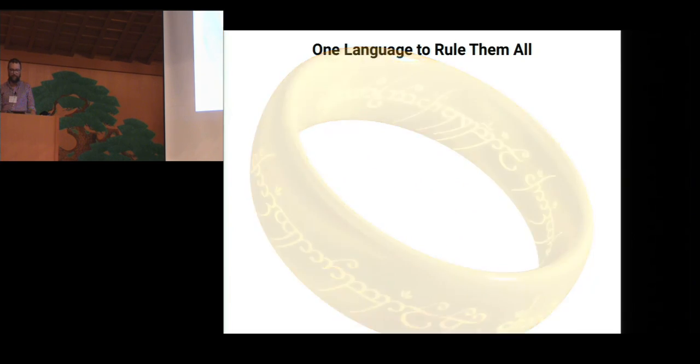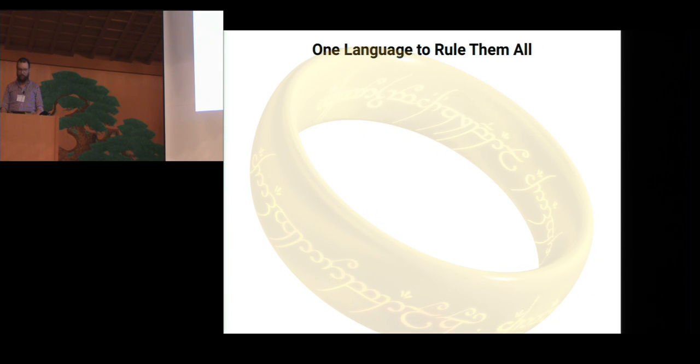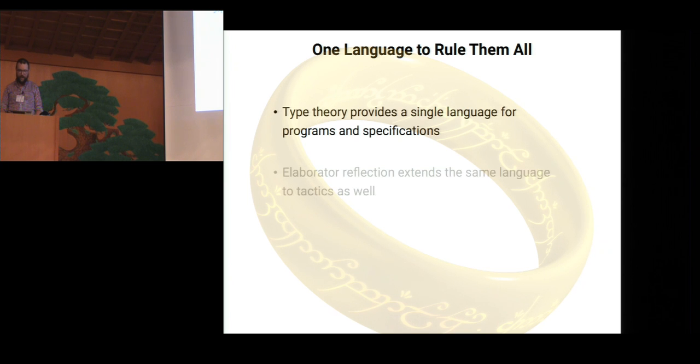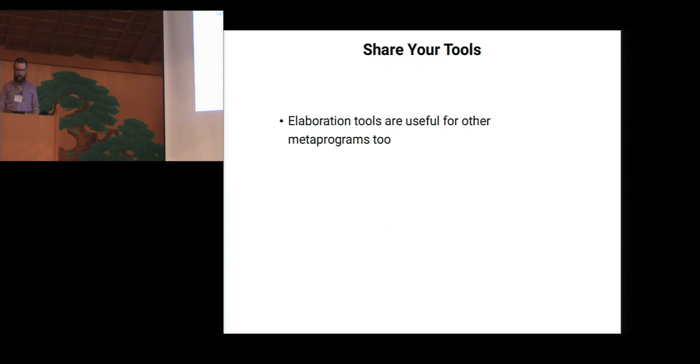So we have one language to rule them all, where type theory gives us a language for specifications and the programs. We have elaborator reflection giving us the same language also to extend our compiler. And we get code reuse across three stages: elaboration, then type checking, and then execution. So when writing your next proof assistant, share your tools with your users.